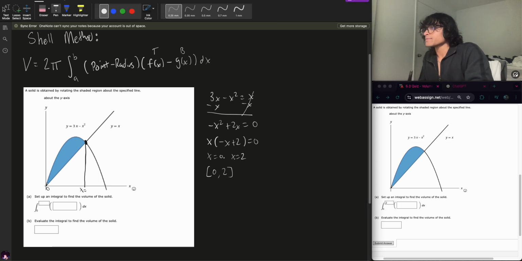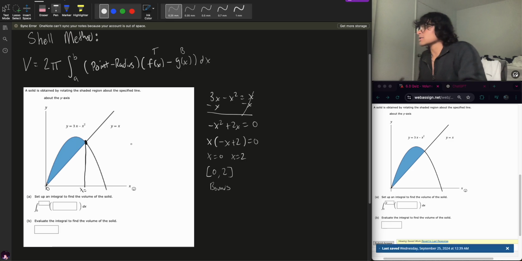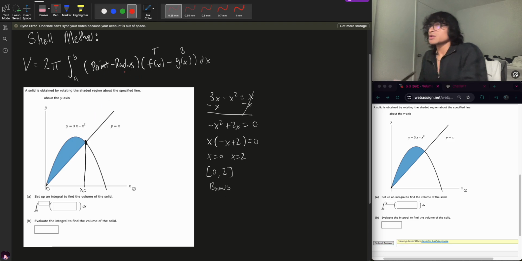All right, so we found our bounds. Now we can actually get to setting up this problem. So first we want to find the point radius. What exactly is the point radius?